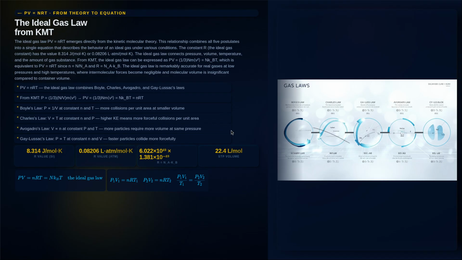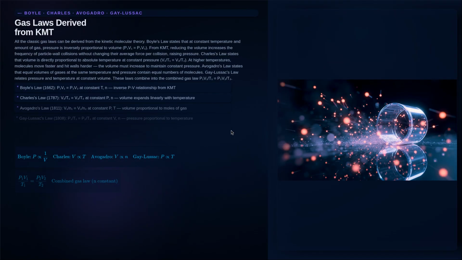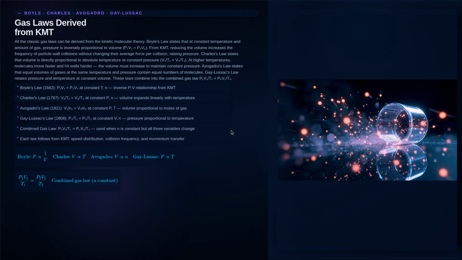Starting from the KMT pressure equation and combining it with the temperature-energy relationship, we derive the ideal gas law. PV equals NkT is equivalent to PV equals nRT, since N equals n times Avogadro's number and R equals Na times Kb. The ideal gas law encompasses Boyle's law, Charles's law, Avogadro's law, and Gay-Lussac's law. All the classic gas laws can be derived from the kinetic molecular theory.